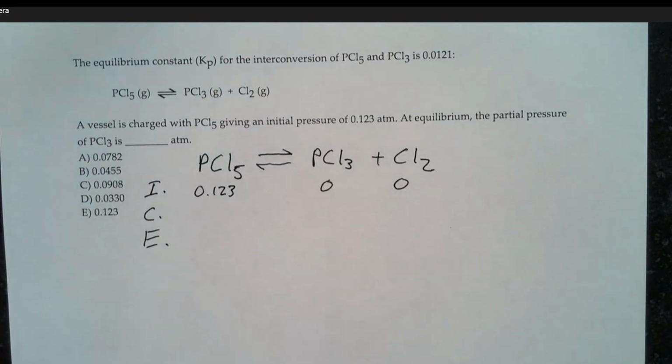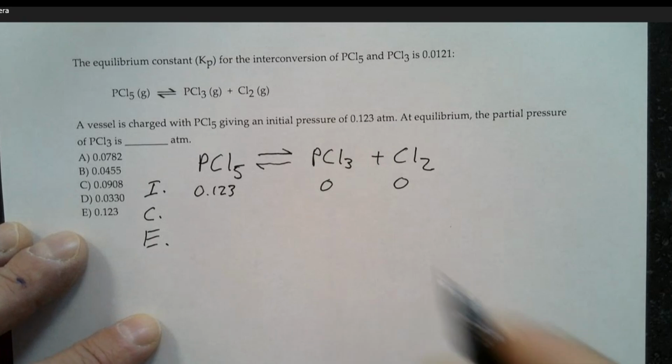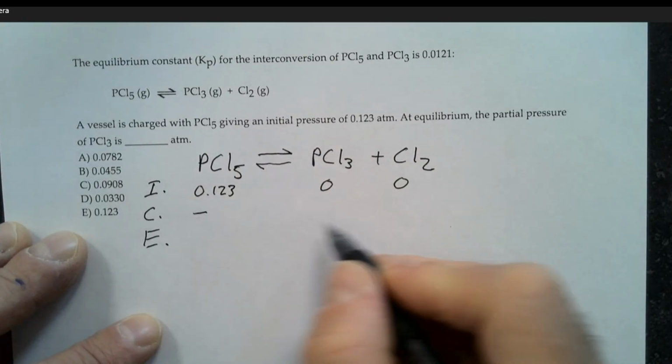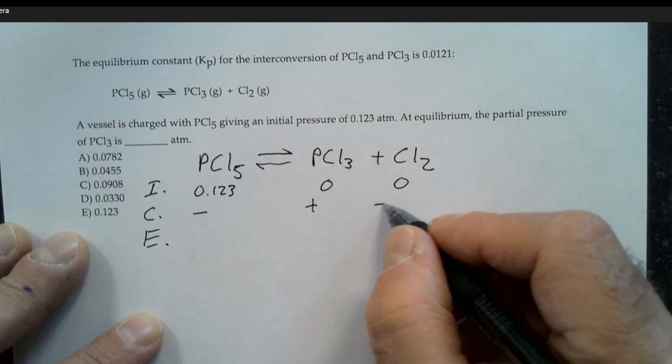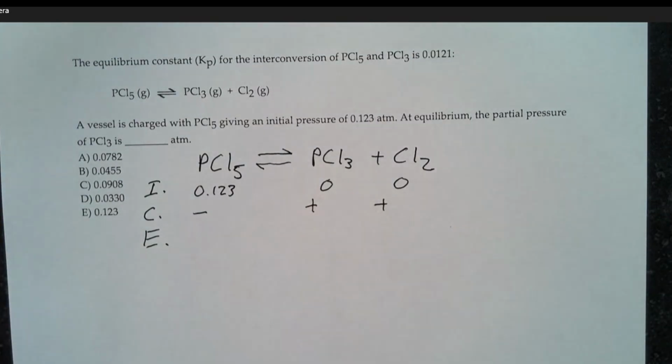So those must be 0 at the beginning, right? And if we plug things into Q, 0 divided by any number is what? 0. Q has got to be less than K. The thing's got to move to the right. If things move to the right, some of this disappears. Some PCl3 is going to form. Likewise, some Cl2 is going to form.